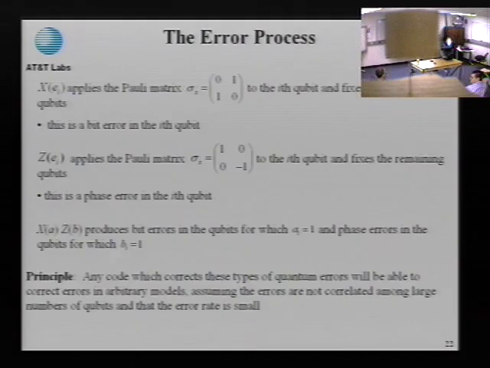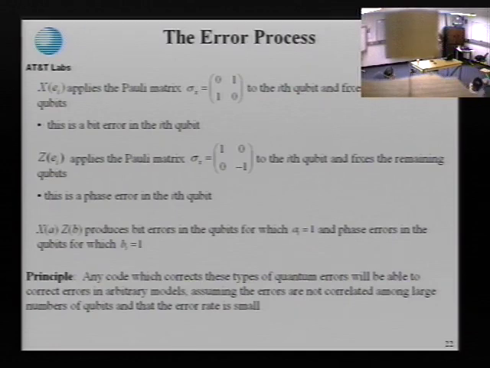Sorry, but just go back one more. And the principle at the bottom says that if you can correct those errors on one individual qubit, or any linear combination of those errors, you can also correct multiple errors in multiple qubits? No. What it says is that the physical world is more complicated, and I have abstracted a discrete error model. What this says is that it's okay to work with the discrete error model.